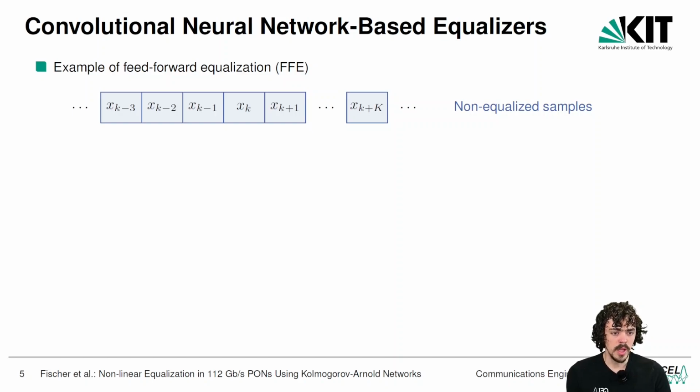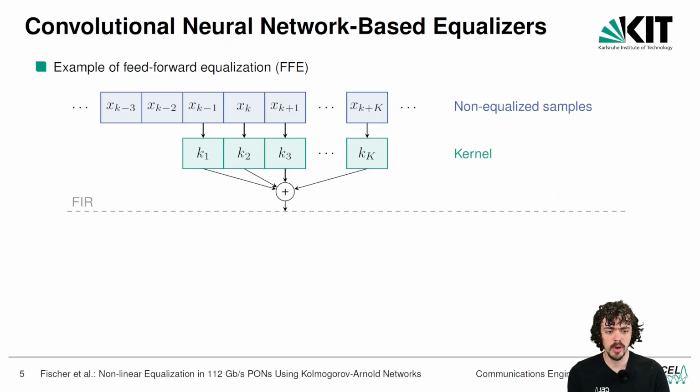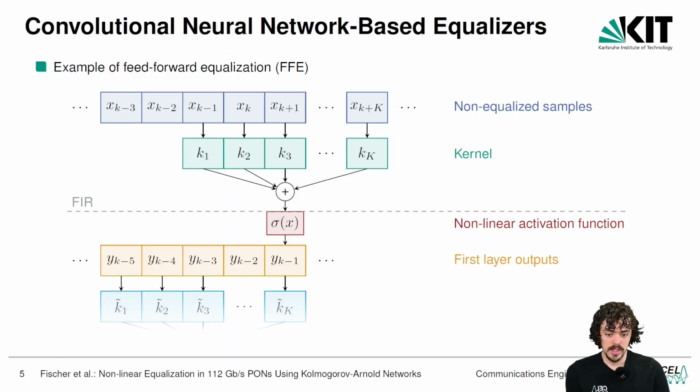It's quite straightforward. We start with the non-equalized samples that get convolved with a kernel, and until this point we just have a simple FIR filter. However, in convolutional neural networks, we use a nonlinear activation function, which also makes this equalizer nonlinear. And in order to achieve better equalization performance, we add multiple layers or multiple stages of filtering with nonlinearity.